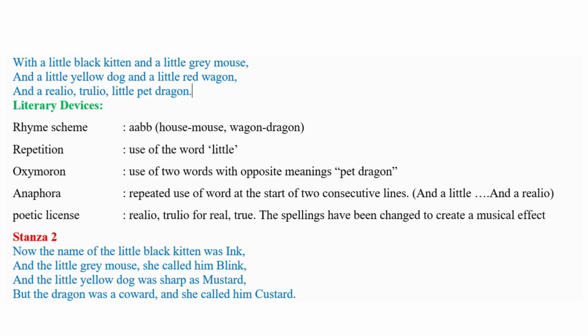And you can see anaphora, the repeated use of a word at the start of 2 consecutive lines: a little and a little. And poetic license: realio, trulio. These 2 words are used instead of the words real and true. The spellings have been changed to create the musical effect. So the poet has used the poetic license here.